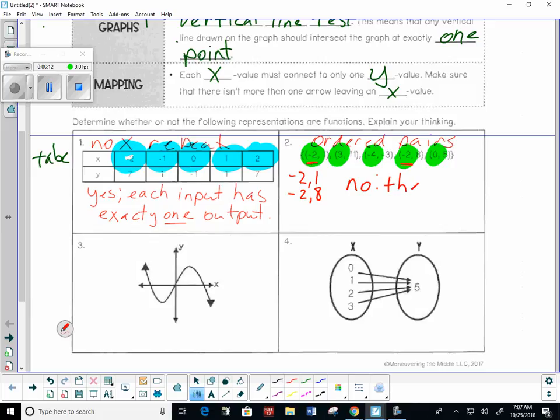The input of -2 has two different inputs. I mean outputs, I'm sorry. You know me, outputs.